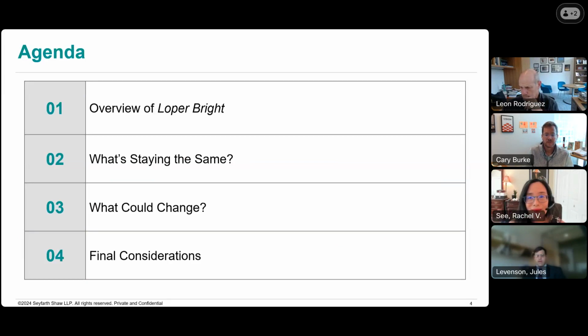So right now I'm going to be talking about an overview of Loper-Bright, and then we're going to be talking about what's the same, what could change, and some additional considerations.